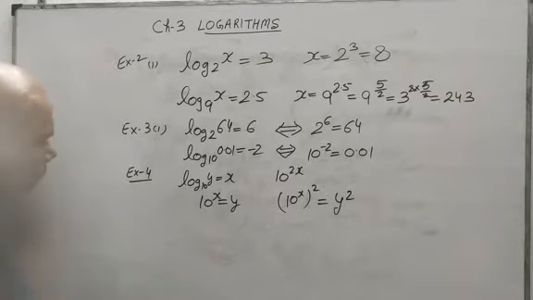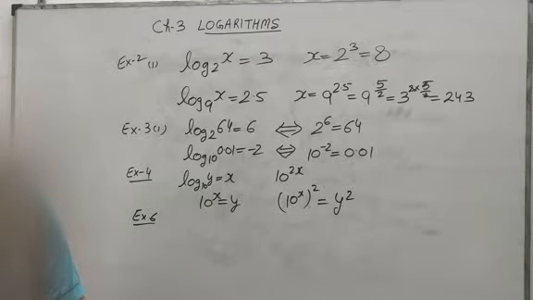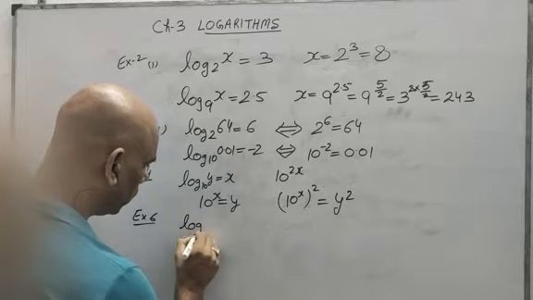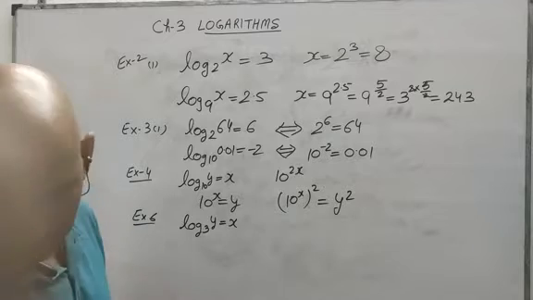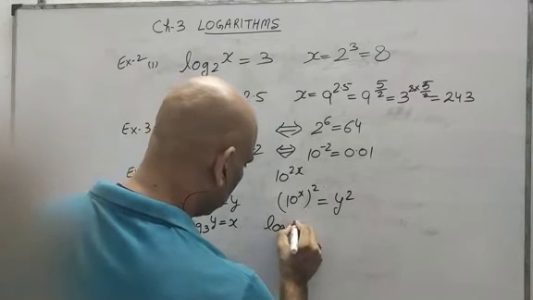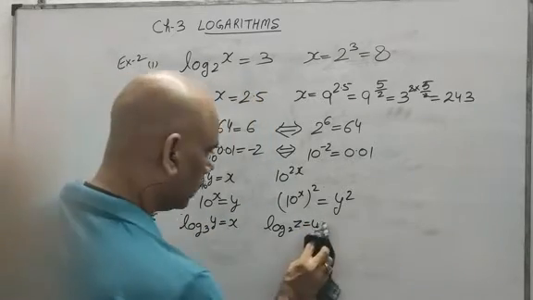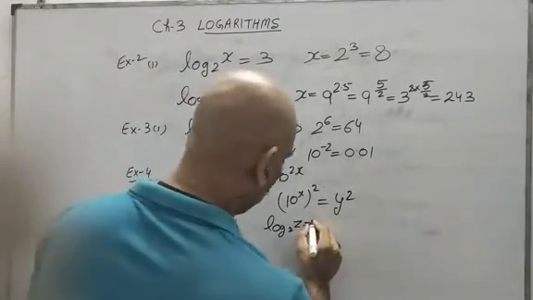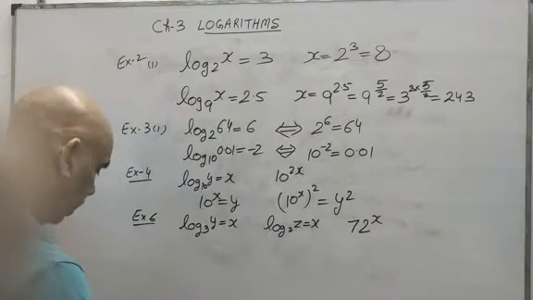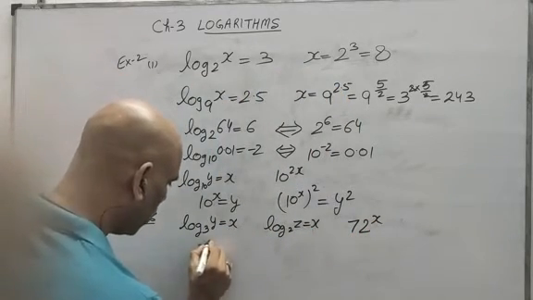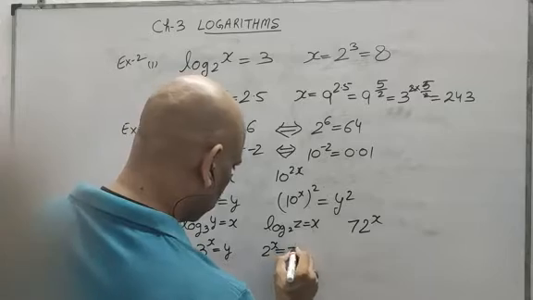Similarly, you can see example number 5. It is also like that only. What is there in the 6th? Log y base 3 is equal to x, and log z base 2 is equal to x. It is also x. Now what he is asking is the value of 72 to the power x. So what should I do? 3 to the power x is equal to y, and 2 to the power x is equal to z.